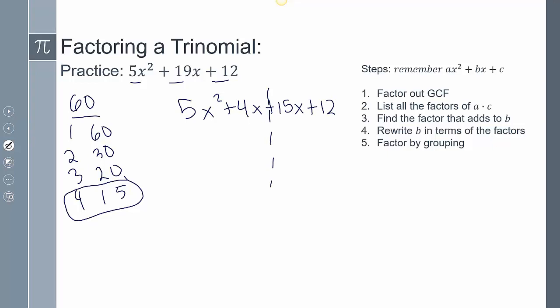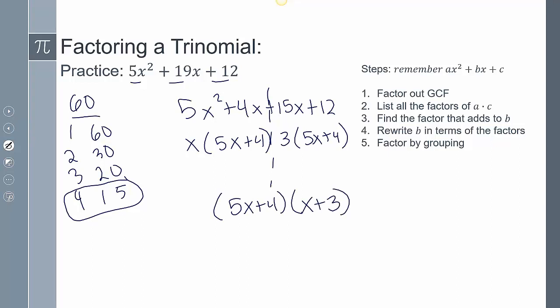So now it's factor by grouping. There's only an x in common here, so I get 5x plus 4. What I have in common here is going to be 3, so I'm going to be left with 5x plus 4. And so now rewriting this, I get 5x plus 4 times x plus 3. And that's going to be my answer.